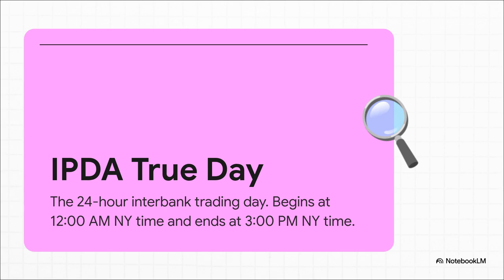And here it is. This is the big one, the IPDA True Day. It officially kicks off at midnight New York time, and its full 24-hour cycle wraps up at 3 p.m. New York time the following day. And just to be super clear, every single time we talk about from here on out is New York local time. It doesn't matter if it's daylight savings or not, the chart adjusts, so we adjust.